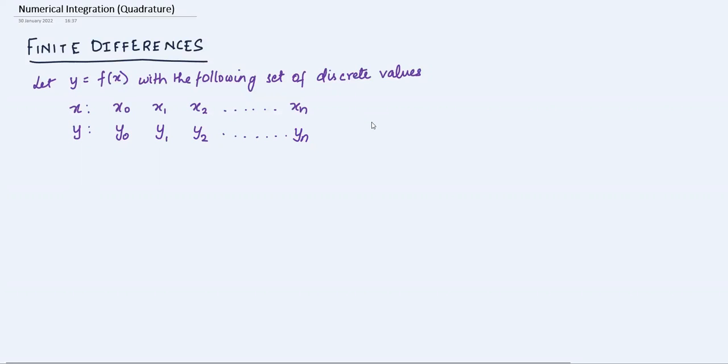Now, such that we have control over x, we are making intervals over x. That means for each interval, the difference between x1 and x0 is h, and the difference between x2 and x1 is h. Now we define what are called the forward differences.